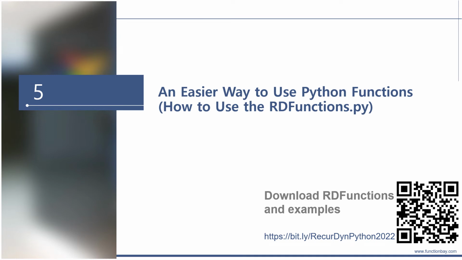Now, let me show you how to use RecurDyn's Python functions more easily. It is to use the RecurFunctions module, RDFunctions. RDFunctions provides RecurFunctions of RecurDyn API functions. Although RDFunctions is not an official module of RecurDyn, RDFunctions makes it easier to use the RecurDyn API. You can download this RDFunctions module from this link.